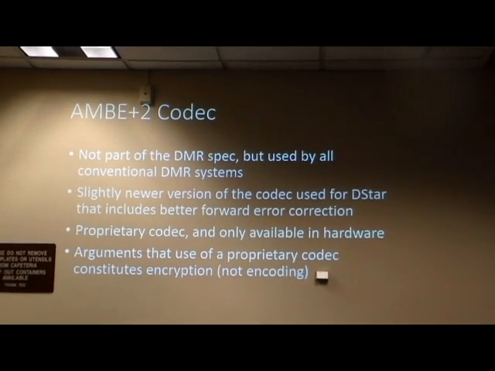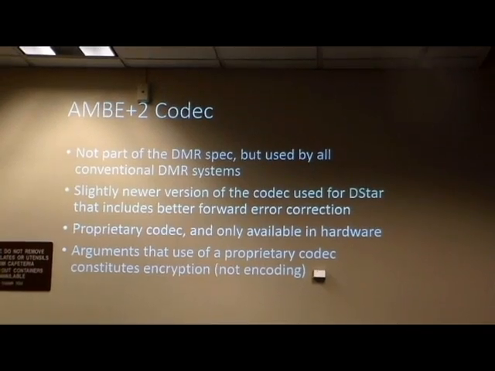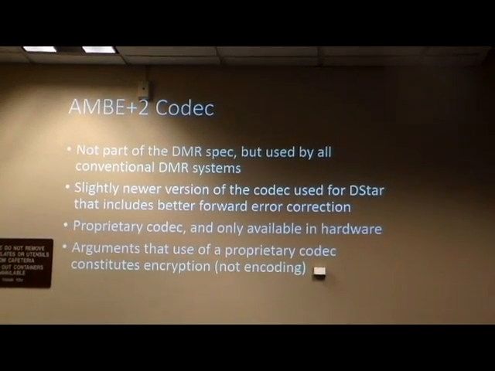The codec is proprietary. You have to pay a licensing fee to use it, and it's only available in hardware. Every DMR radio, every D-Star radio as well, has a chip, a physical chip that decodes that signal and turns it into something usable, or encodes it if they're transmitting. That means that it's pretty much impossible to buy or build a DMR radio without having one of those chips.